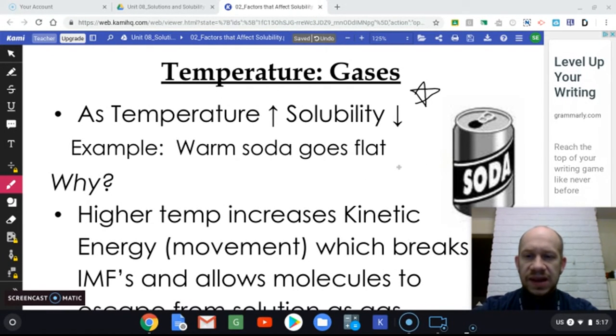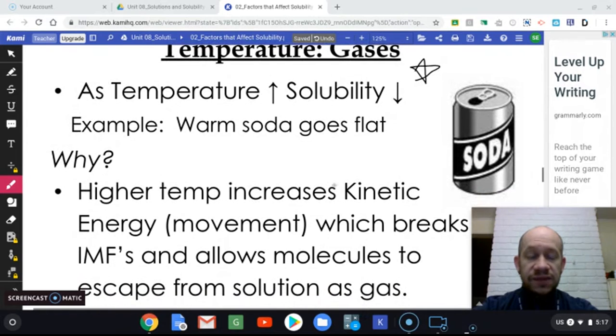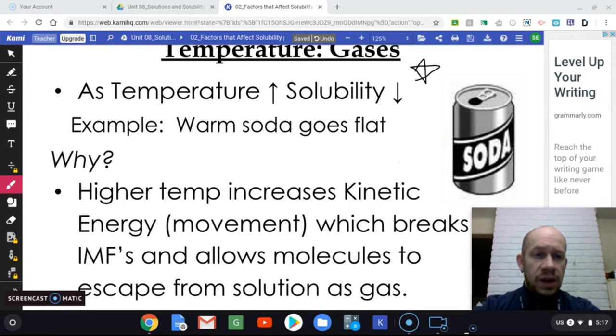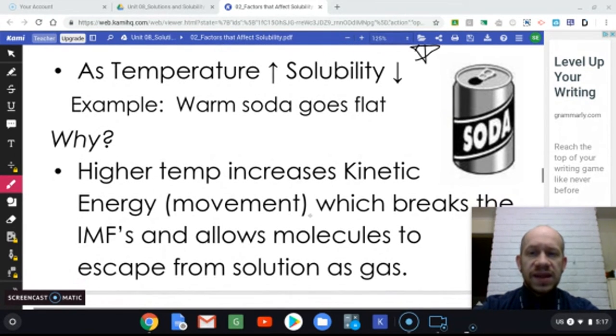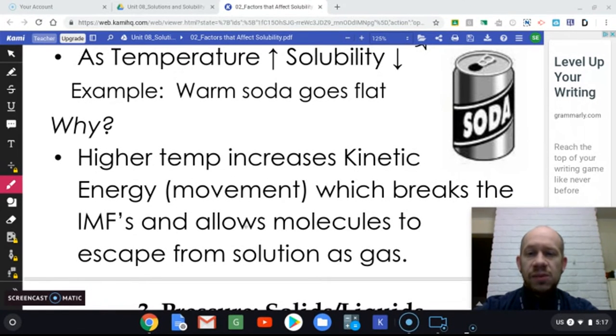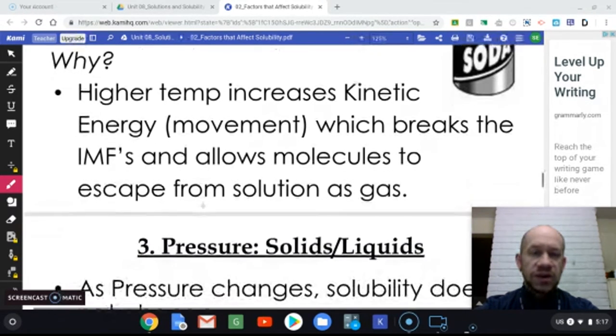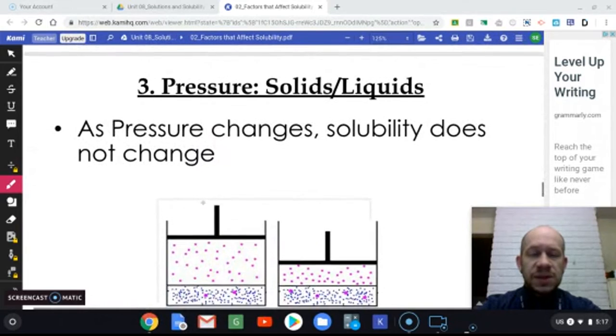So that's why we serve it nice and cool for that nice, fresh, cold soda, because the bubbles that you put in, that carbon dioxide, stay better when it's colder. The reason why is the higher temperature will increase the kinetic energy, or the movement, and this can break the IMFs and allow the molecules to escape from the solution as a gas. So as I increase the temperature, those gas particles in the liquid will move faster and they'll come out faster.